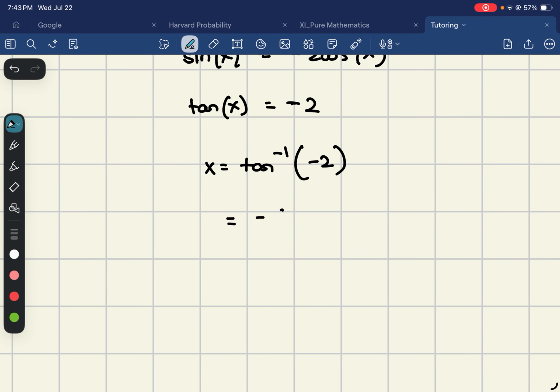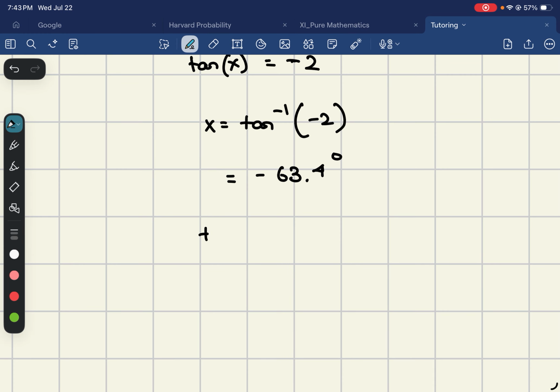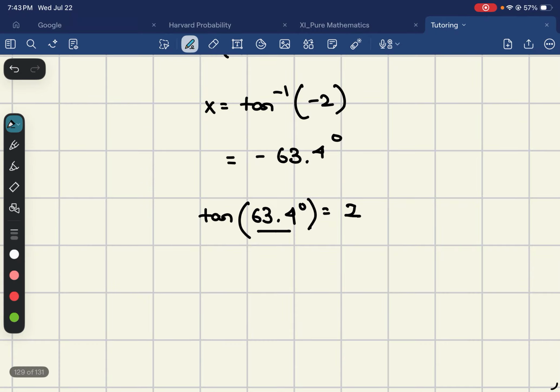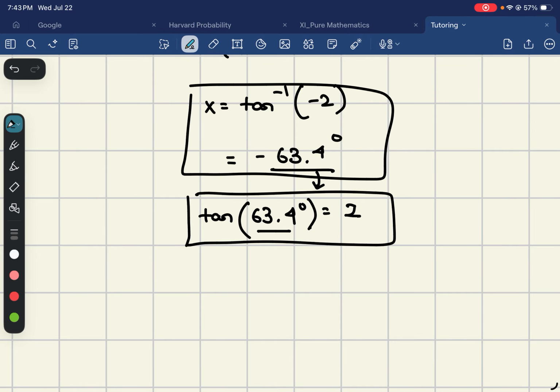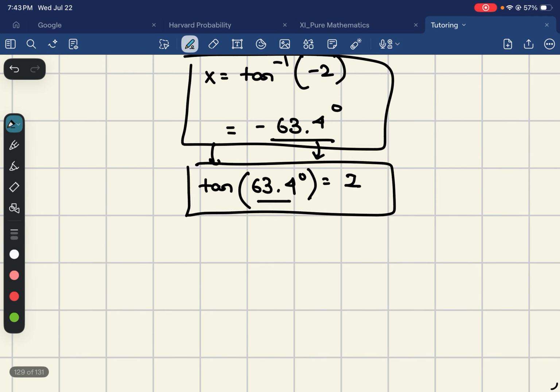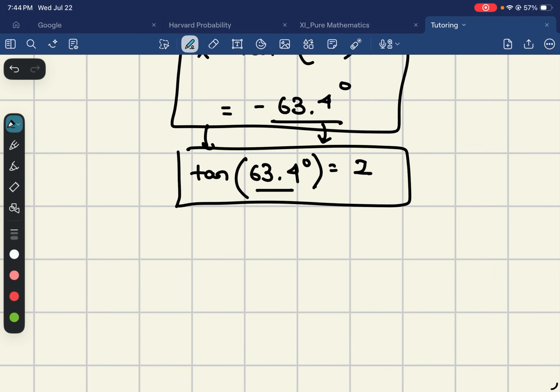So if I do this, I get negative 63.4349, so negative 63.4 degrees. And this tells me that tan of the positive version of this angle is going to give me positive 2. If you've watched the previous video, you will understand how I can go from this part to deduce this part. So I know that tan 63.4 degrees is 2.